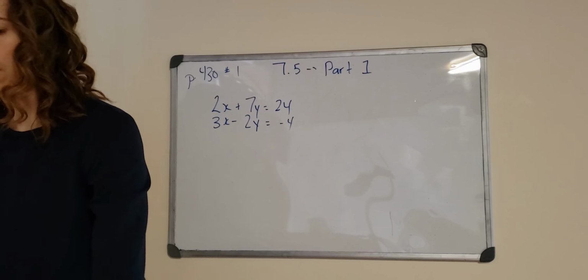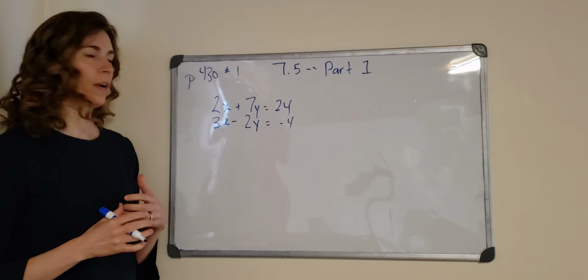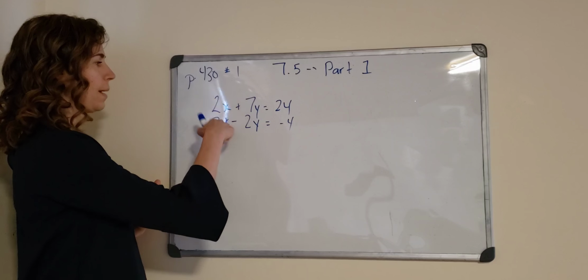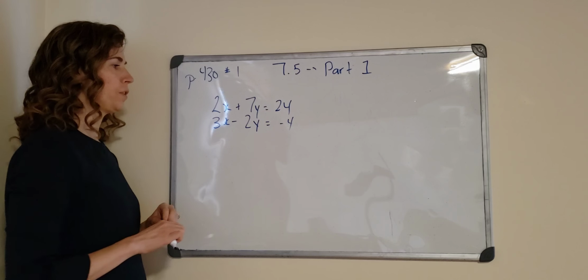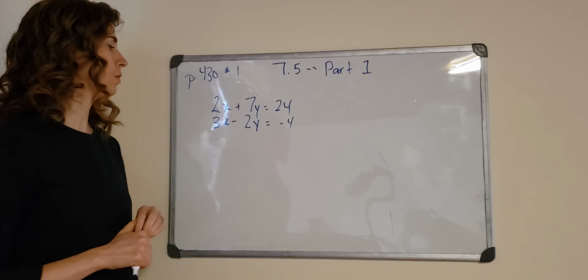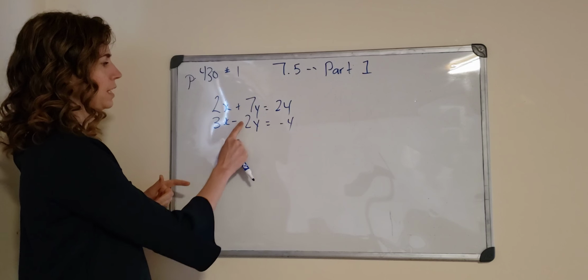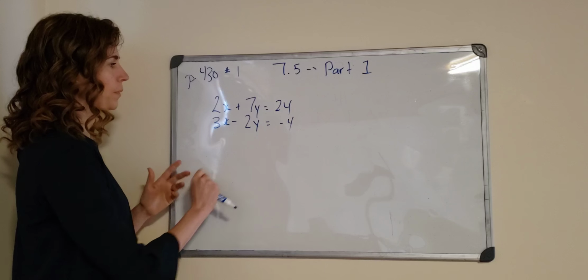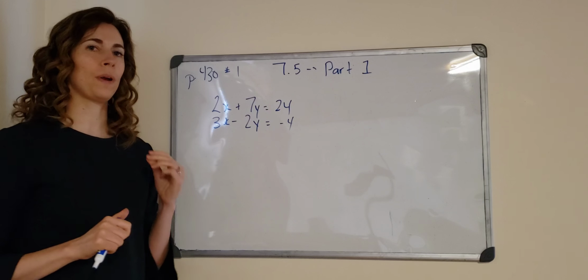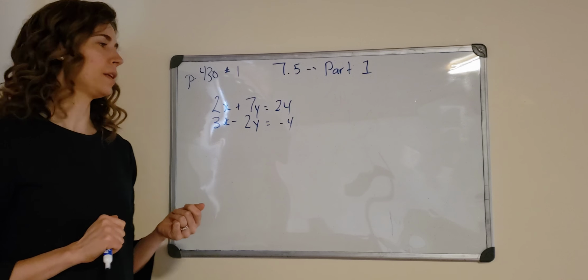Awesome. So now, we're always going to look and see, right off the bat, if we happen to have the same coefficient with a certain variable or like term. So in this case, 2 and 3, not the same. 7 and 2, not the same. So there's no easy way to right off the bat either add or subtract these to eliminate one of the variables.